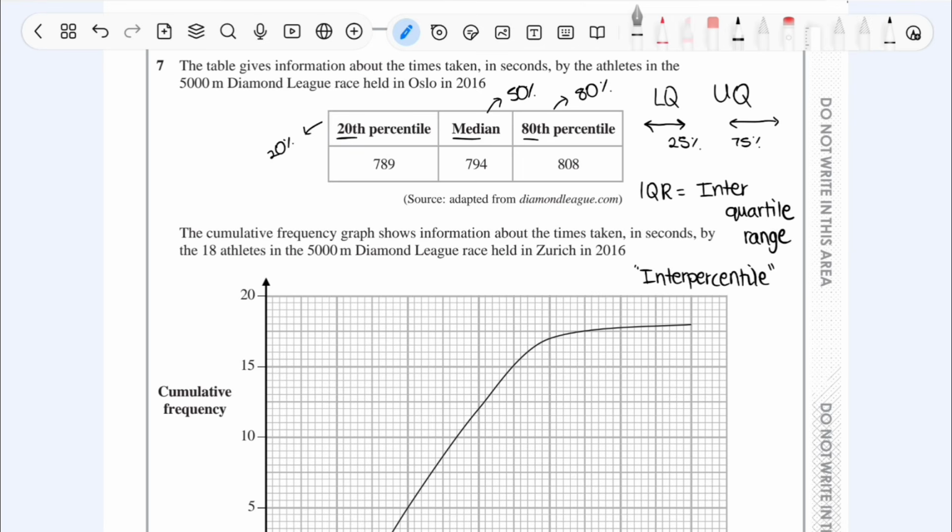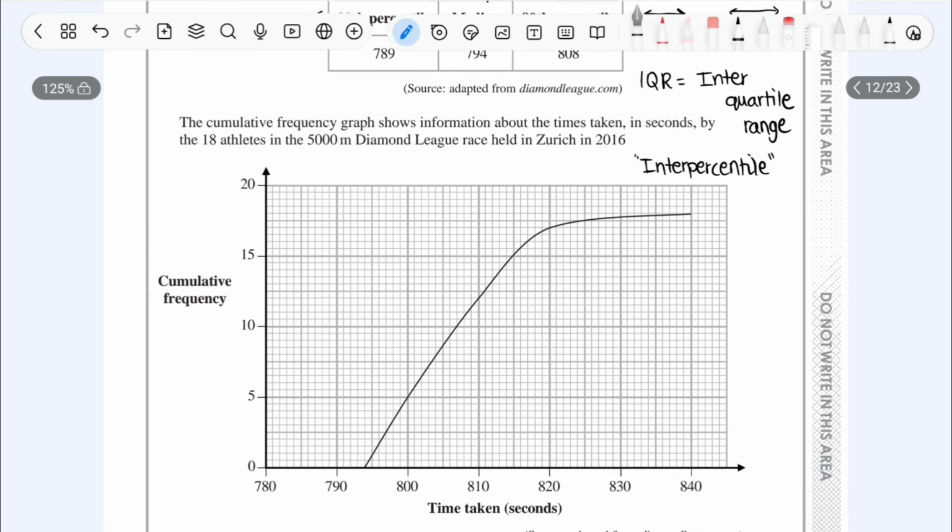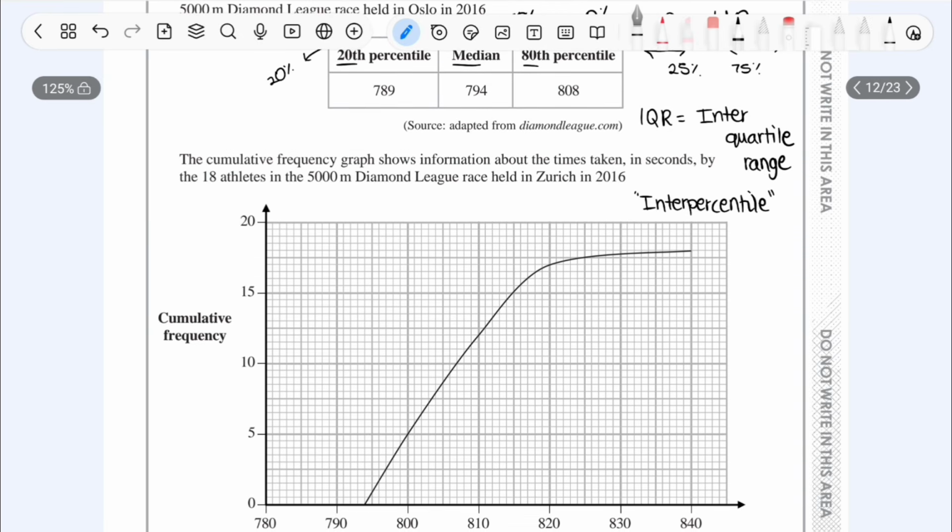It's a bit similar here. We're just going to apply the same thing and find the interpercentile range this time and compare the two. Now, looking at the cumulative frequency diagram, how do you find the median? Because first of all, you might as well look at that.